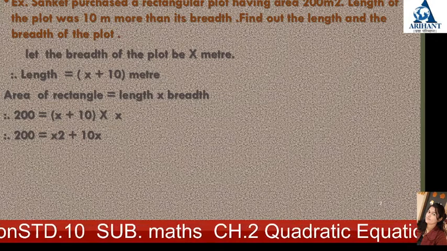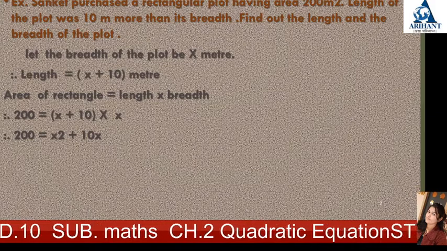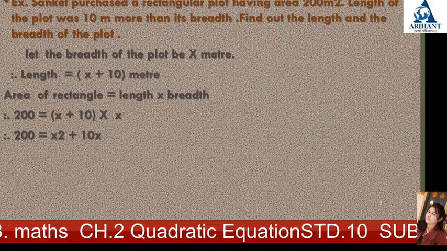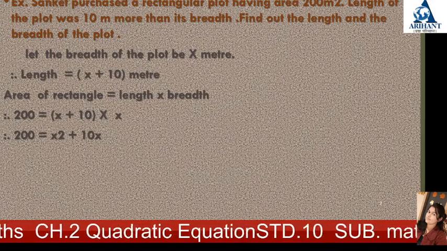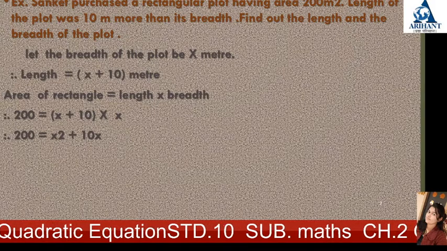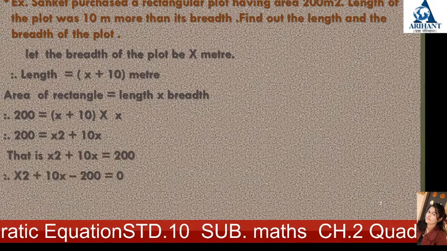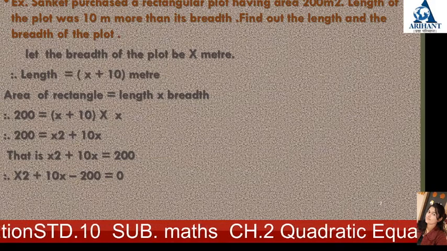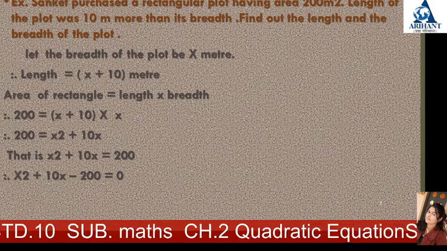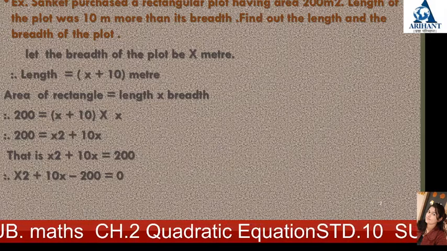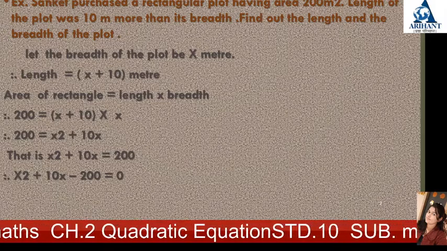X is the breadth of the plot. Then 200 is equal to, x into x is x square. Let me multiply by the x to the bracket. So x square plus 10x. That is, x square plus 10x is equal to 200. Therefore x square plus 10x minus 200. Shift 200 to the left side, that is equal to 0.